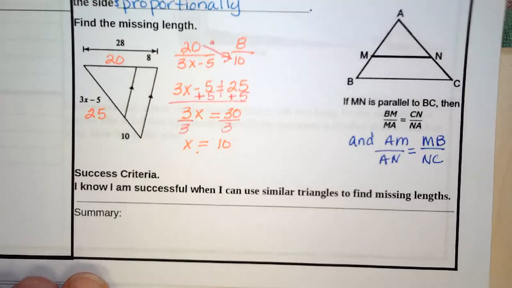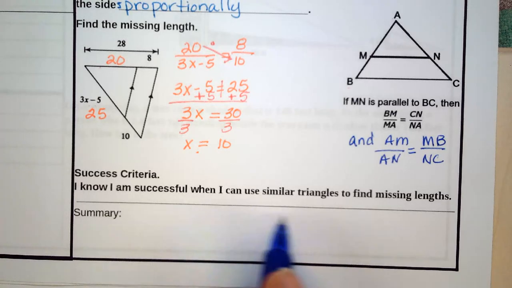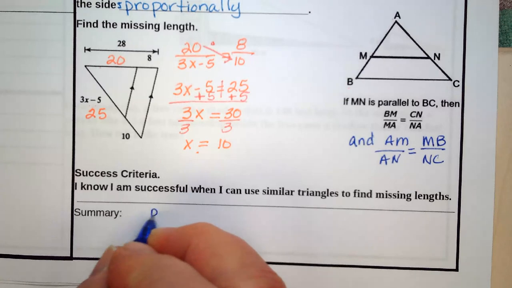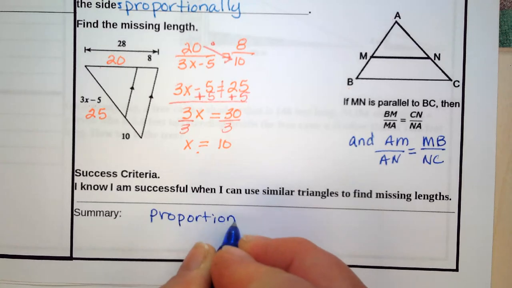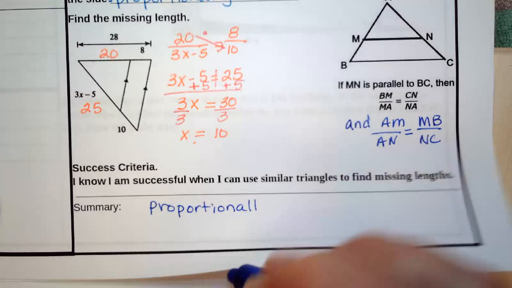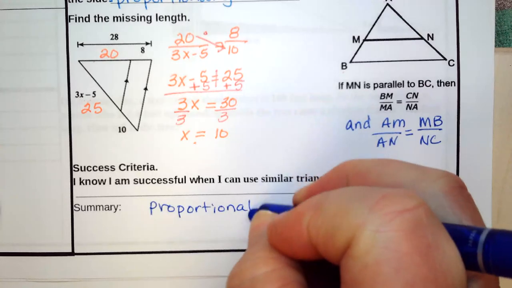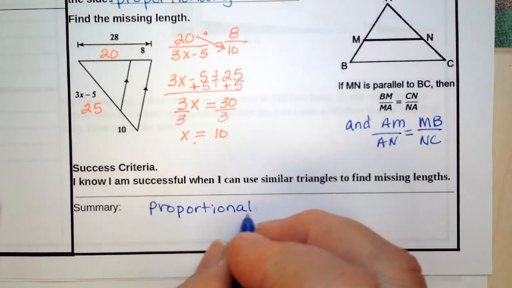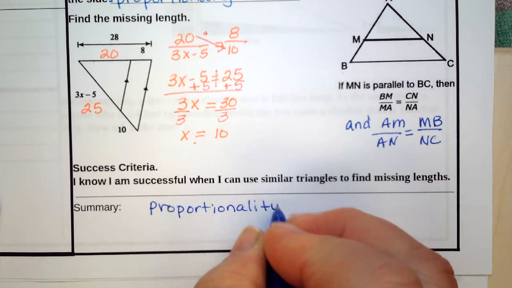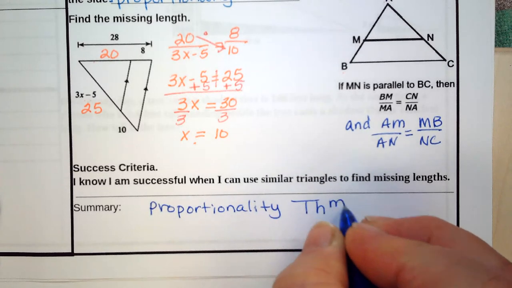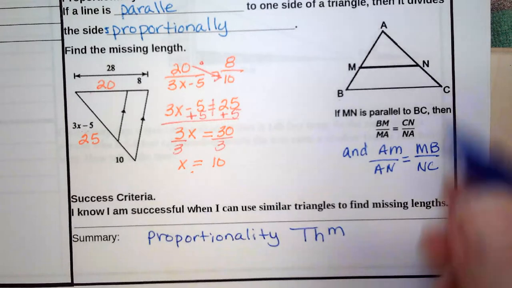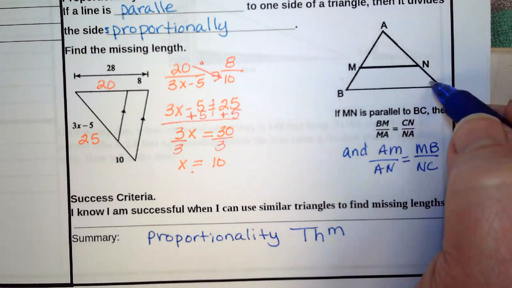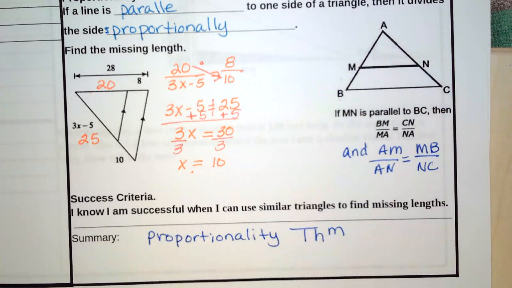How do you know you're successful? You know you're successful when you can use similar triangles to find missing lengths. So the new part today is that proportionality theorem. Which means that if you've got those parallel lines, everything becomes in the same ratio. You either have to go top to bottom or side to side. Either way works.